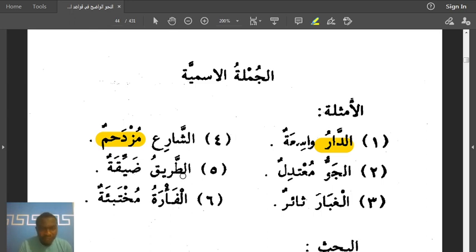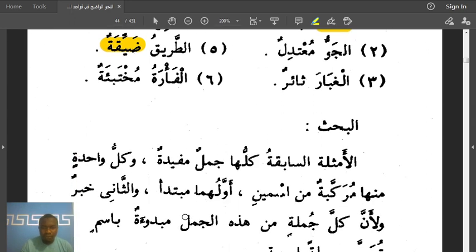At-tariqu can be a synonym for shari', the path or the road. Dayiqatun is narrow. The road is narrow. Dayiq is the opposite of wasi'. Dayiq is narrow, and the verb of it is daqa, as in one poem, daqat alayya ka'annaha tabut. Daqa, to be narrow.